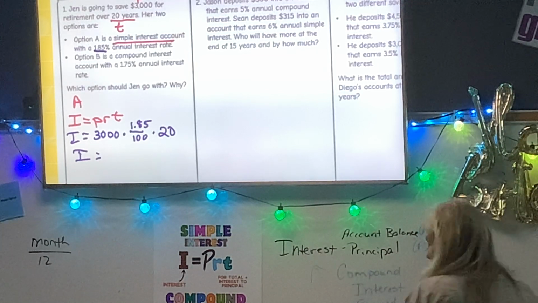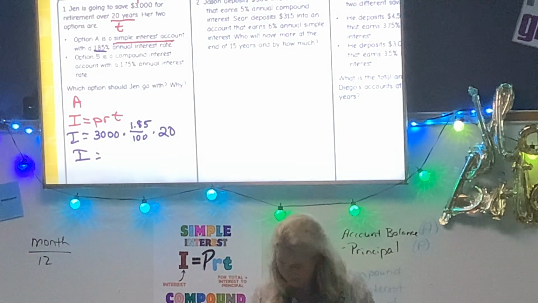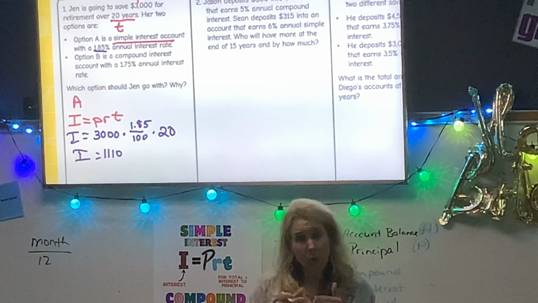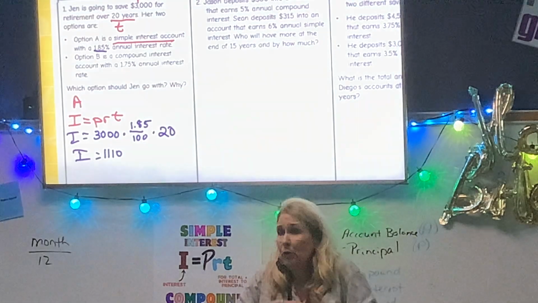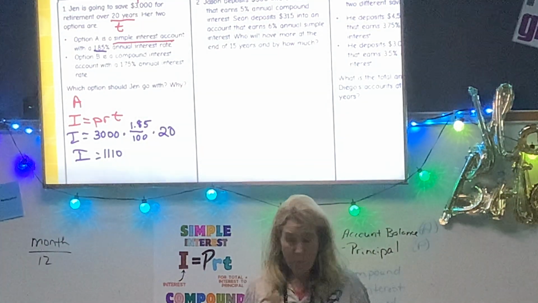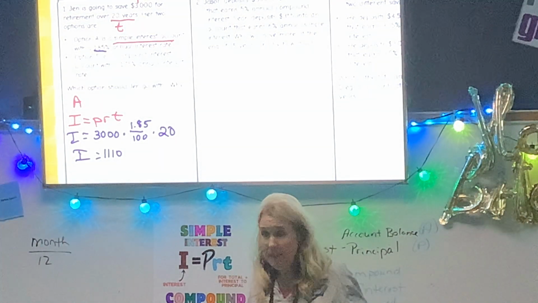What is your interest? 1,110. Perfect. Now, let's look at the question so we know if we need to find the interest or if we need to get them both in amounts in the account. It says, which option should Jen go with? Well, that means we need to find the amount in both accounts, right?